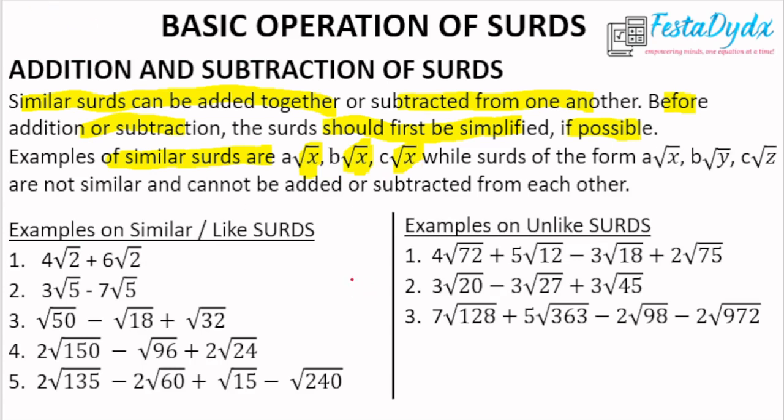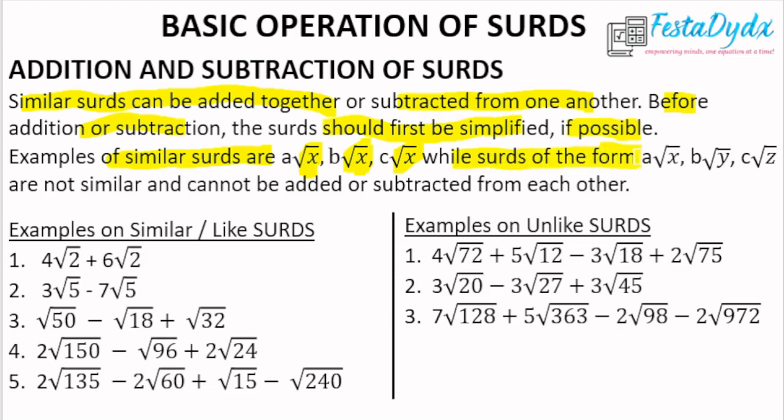Another example can be, let's say, 1 root 2 plus 2 root 2. You agree with me that root 2 and root 2 are similar. So we can just say 1 plus 2, which will give us 3 root 2. So this is an example of similar surd.